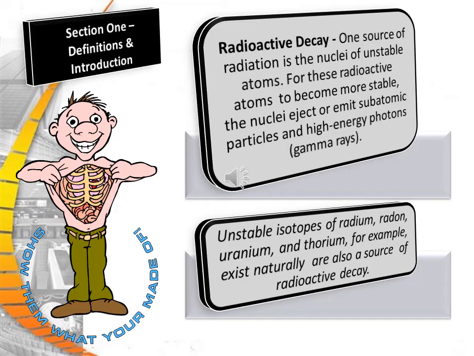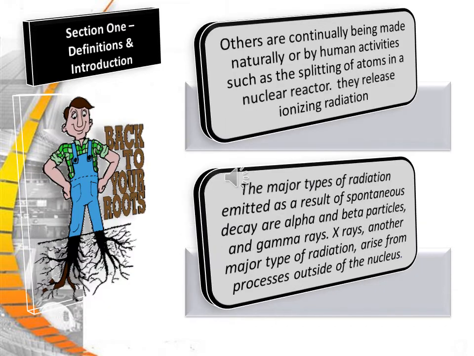Radioactive decay. One source of radiation is the nuclei of unstable atoms. For radioactive atoms to become more stable, nuclei eject or emit subatomic particles and high-energy photons, such as gamma rays. Unstable isotopes, such as radium, radon, uranium, and thorium, for example, exist naturally and are a source of radioactive decay. Other radiation is continually being made, naturally or by human activities, such as splitting atoms in a nuclear reactor. They release ionizing radiation.